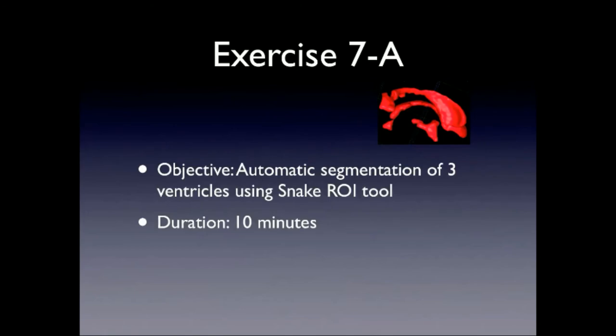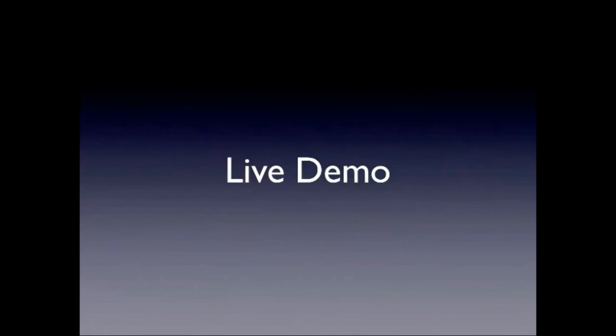So if you look at your handouts, there are two exercises. The first one is 7A, and its objective is to automatically segment the 3 ventricles of a neonatal brain using the SNAP ROI tool in ITK-SNAP. And it will take about several minutes to finish that. I will first do the whole thing, and then you can have a try.